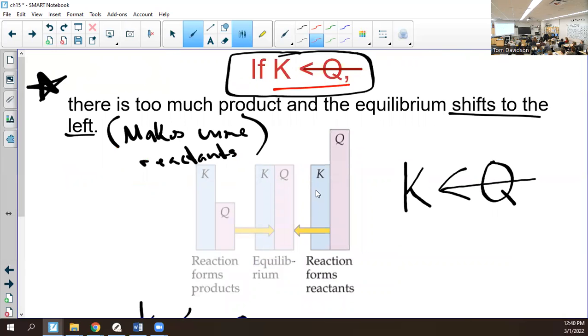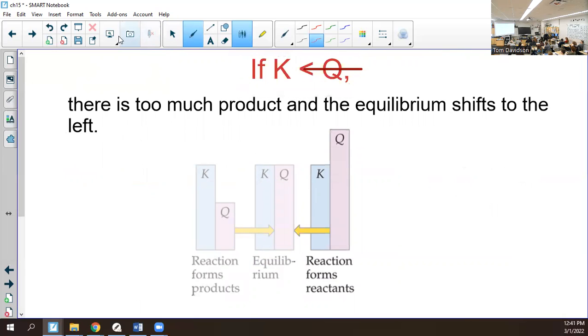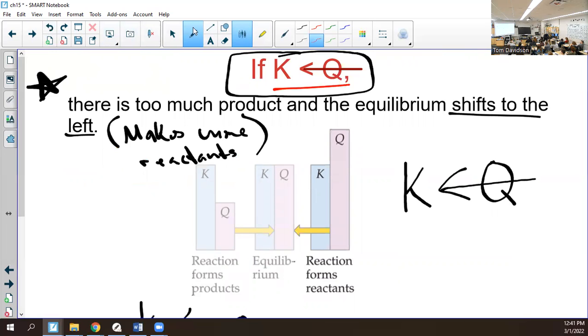If K is less than Q, then there's too much product and the equilibrium shifts to the left towards reactants. Now, this is drawn this way for a reason. If you'll do this, you'll get these right every time.